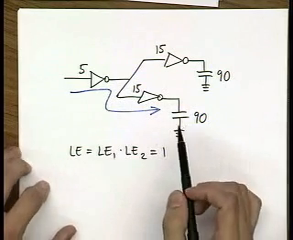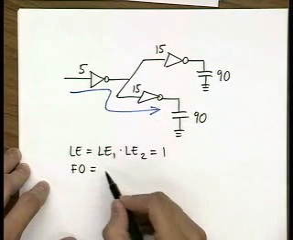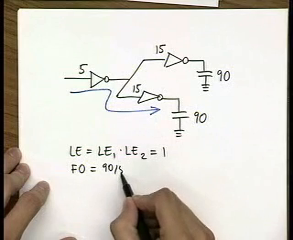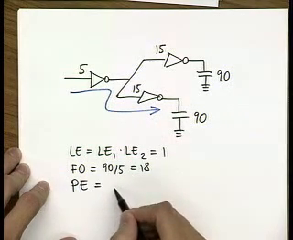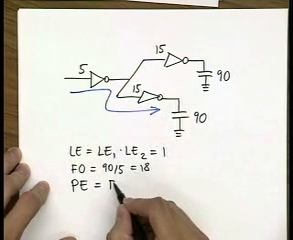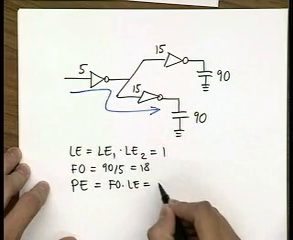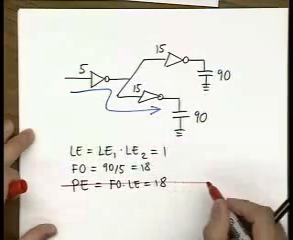Now, if you take an approach and just calculate your fan-out as 90 divided by 5, which is 18, and then you calculate your path effort as the total output capacitance to the input capacitance, fan-out times logical effort, you get 18, and this is wrong.